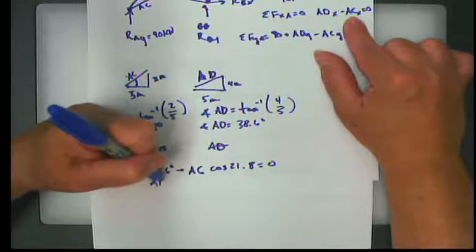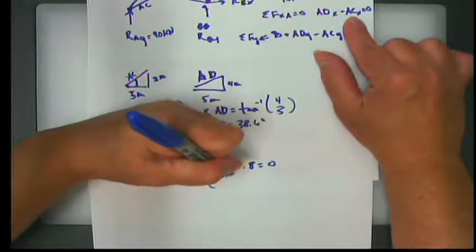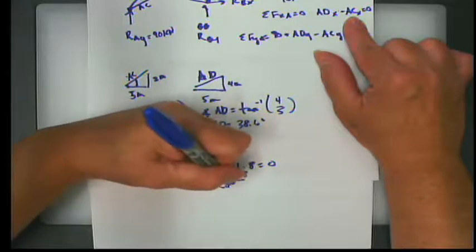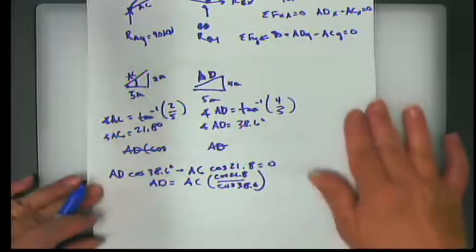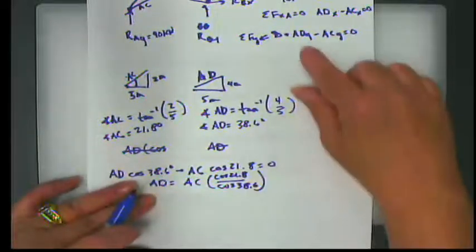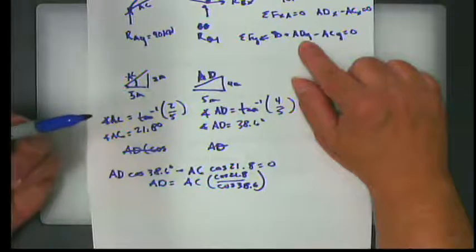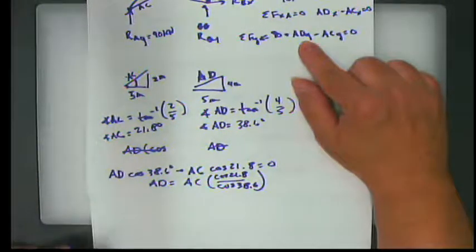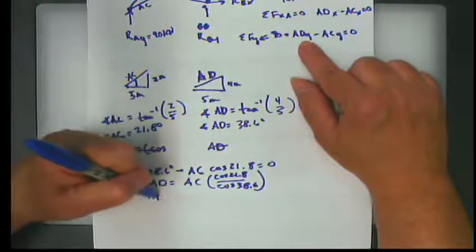Let's just solve for AD. That equals AC times the quantity, cosine 21.8 over cosine 38.6, and those are both in degrees. Now if we have AD, we could substitute it here. Do you have a value for this? What is the value of the cosine of 21.8 degrees over the cosine of 38.6 degrees? 1.19.